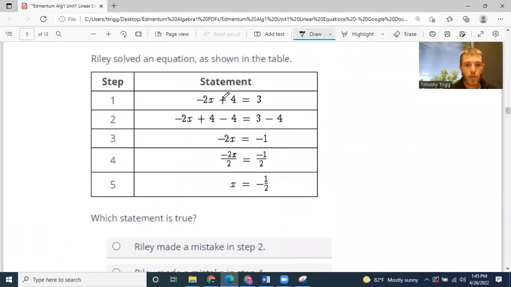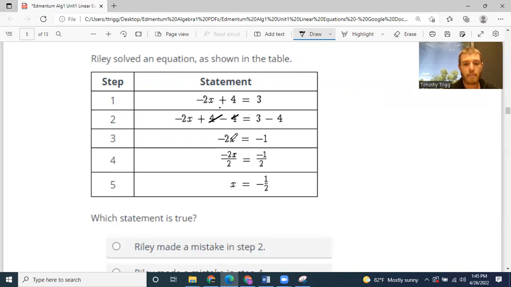So let's see. What would be my first step here? Well, I think I would subtract 4 both sides of the equation. Riley did that. Yeah. Subtract 4 both sides of the equation. That's good. These cancel. That's good. 3 minus 4 is negative 1, so that's good.